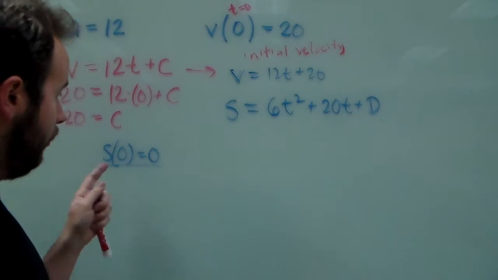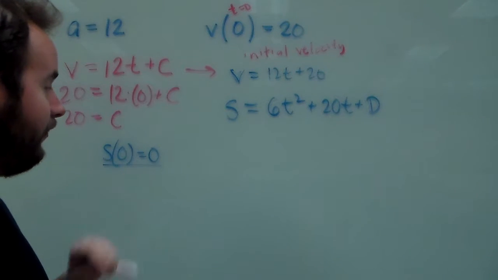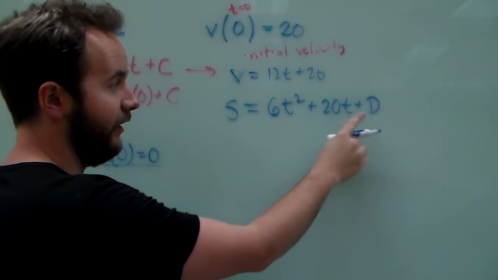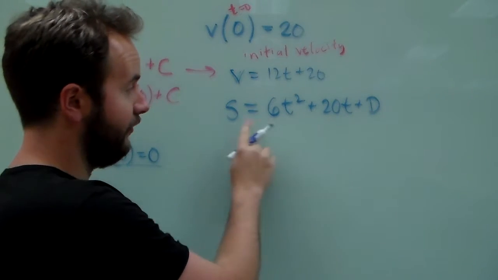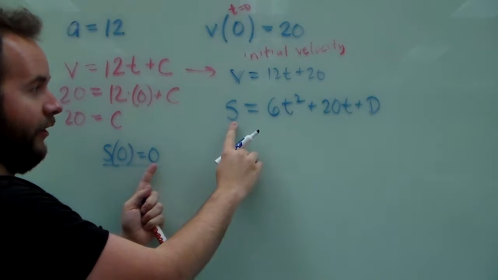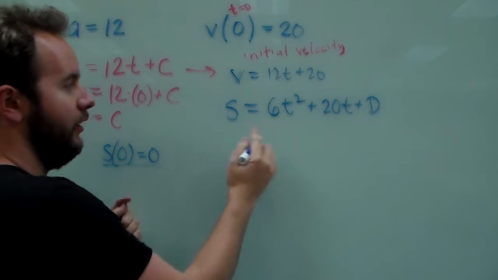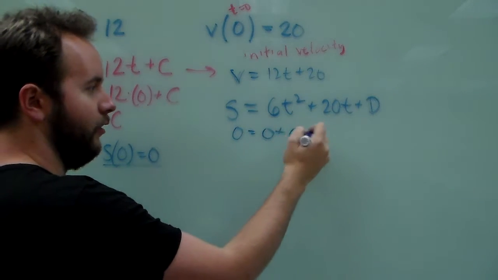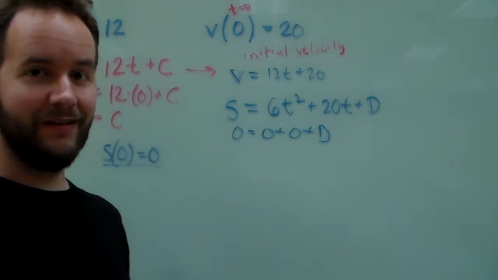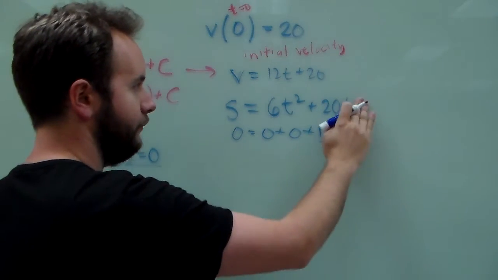Makes our life a little bit easier. So with that in mind, if s of 0 equals 0, it's going to lead us to find out that d is 0. If I told you to plug in 0 for s, while at the same time plugging in 0 for t, you get 0 equals 0 plus 0 plus d, which tells you that d is 0. So this guy can go away.